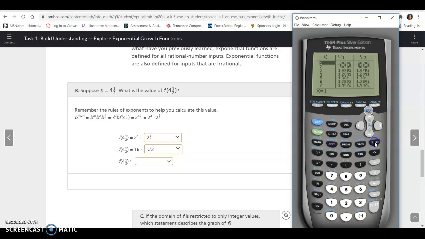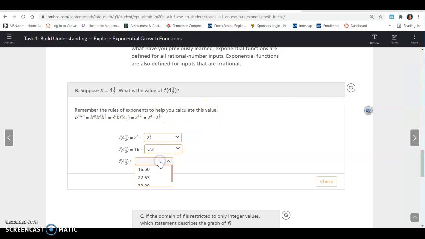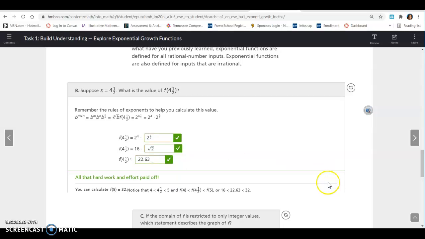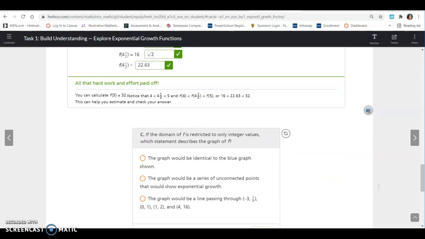All right, if we do, actually, we're doing 16 times the square root of 2. So we're going to do 16 times the square root of 2 on the calculator. And that's going to give us 22.62. Now, does it say what to round it to? It does not. So we're going to look at this and see 22.63 would be the closest to that.